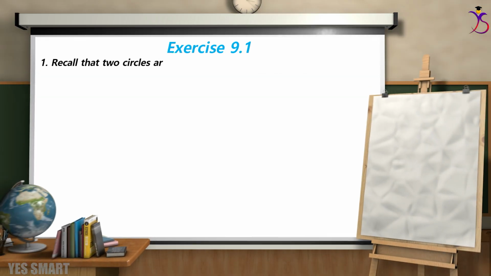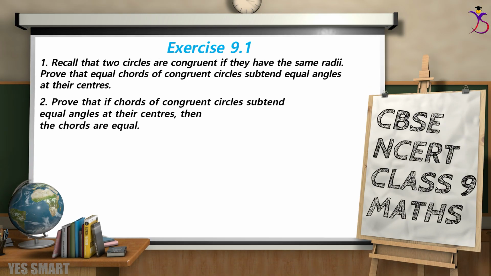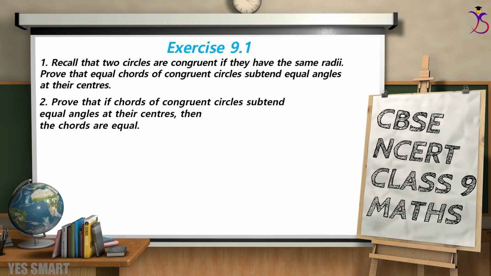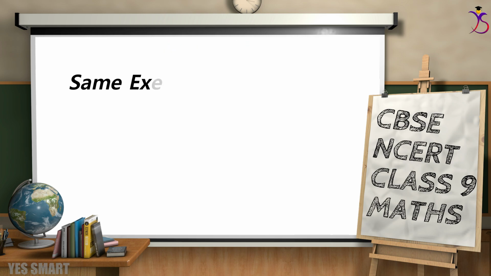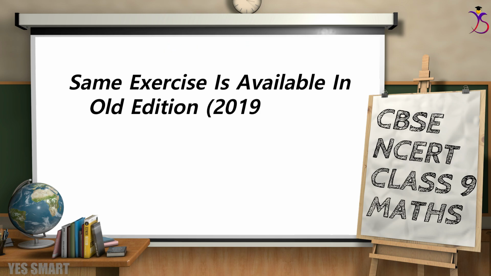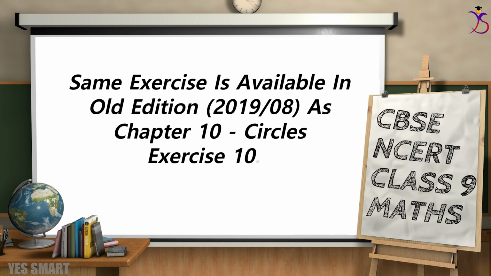Class 9, Chapter 9 Circles, in that exercise 9.1, it has two sums. If you are interested to discuss the solution of these two sums, you can please check out this video which I am tagging here right now, which is a video part of the older edition book. In the older edition, the same exercise has been discussed under Chapter 10 as exercise 10.2. So here exercise 9.1 of the new edition is equal to exercise 10.2 of the older edition.